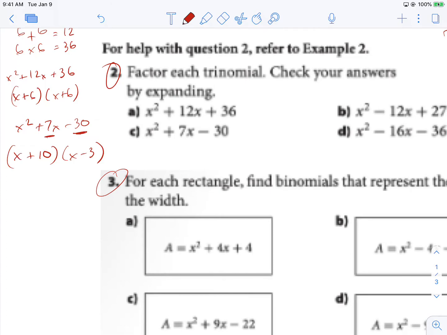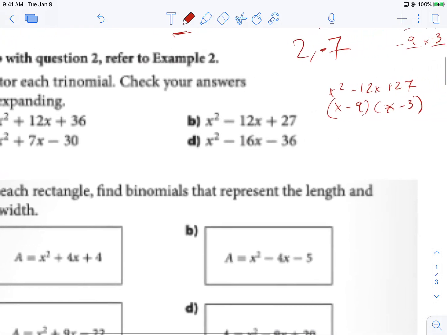And we can always go and check. So let's do a FOIL here and check. So x times x is x squared, plus outside, which is minus 3x, plus inside, which is plus 10x, minus 30. And as we reduce this, we get x squared plus 7x minus 30. Is that what we started with? Sure is. We're in good shape.